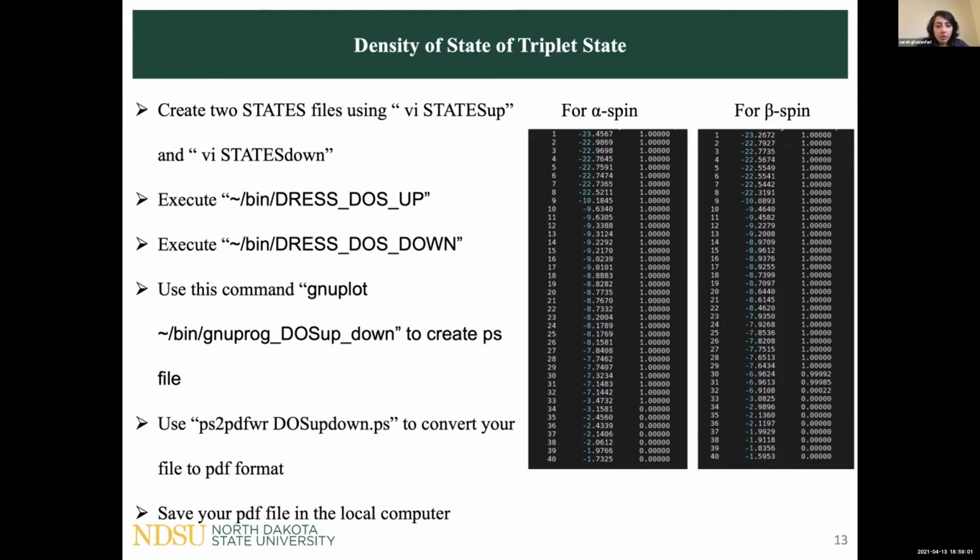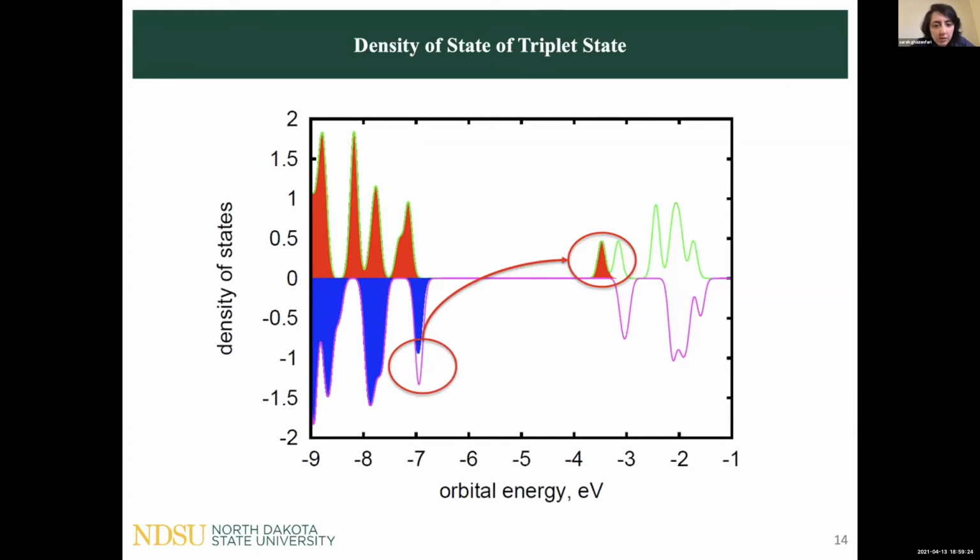And use gnuplot, this command, to create one PS file. And after creating the PS file, we are going to convert it to the PDF format, and then save your PDF file on the local computer. And you can see here the density of states for the triplet state, and you can see that some electrons from HOMO are transferred to the LUMO. So this is the excitation.